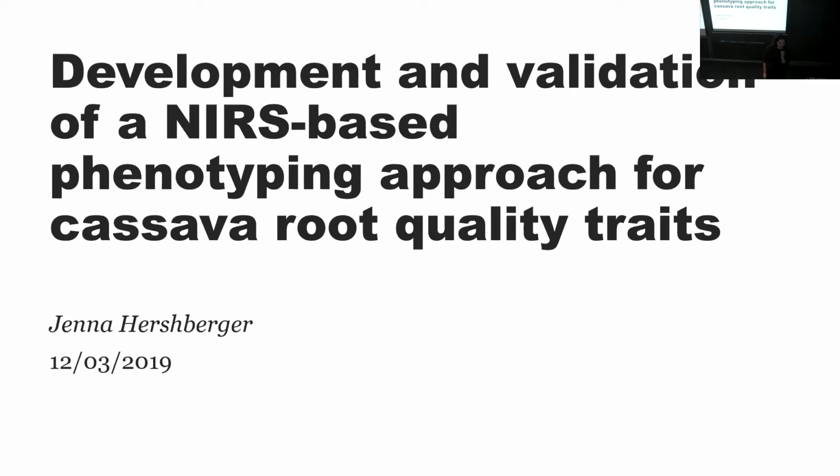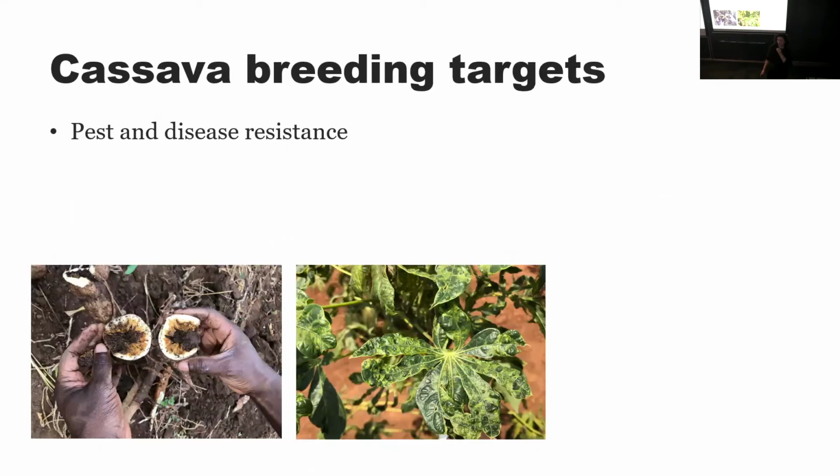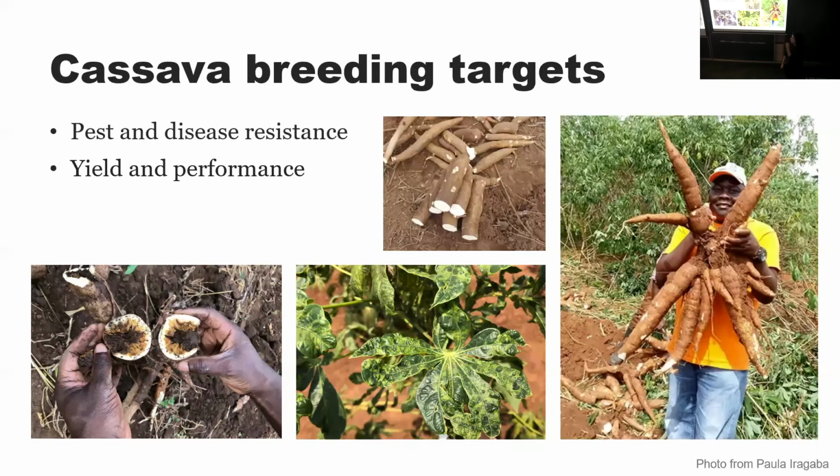Okay, so building off of what Evan said about cassava already, I'll just jump right in. Some of the major cassava breeding targets that the programs in the Next Gen group work on are pest and disease resistance, including CBSD or cassava brown streak disease. This is the root on the left, and then cassava mosaic virus, which is the mosaicing on the leaf here.